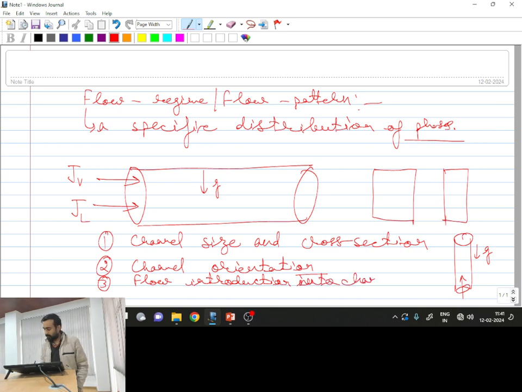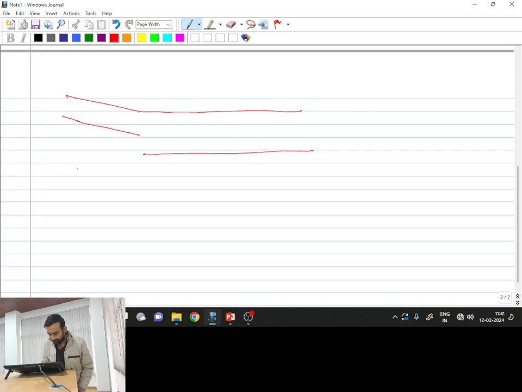For example, when I am talking about two-phase flow arrangement, I can have one arrangement as, say, this is my pipe cross section, I have taken some Y channel kind of thing, and then I have allowed two phases to enter like this. Okay, so in this case, what will be happening? Obviously, at this point, there will be some disturbance or some intermixing because of the flow.